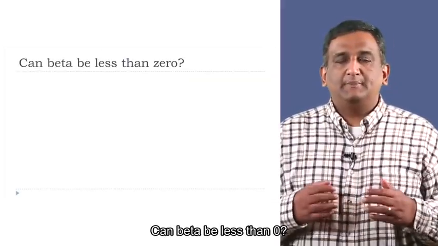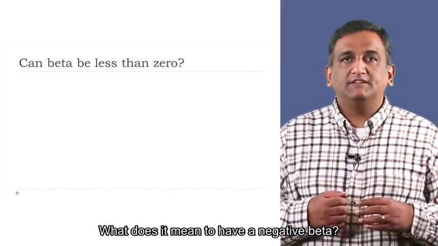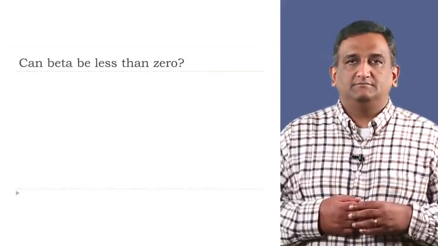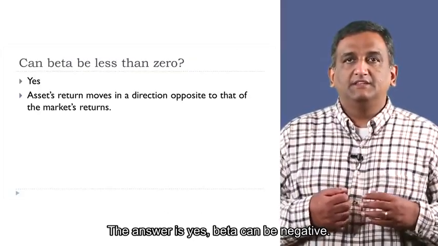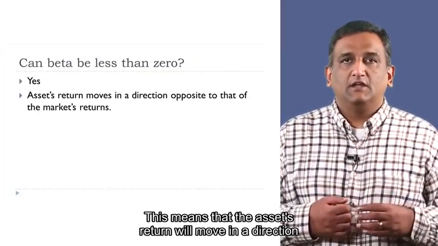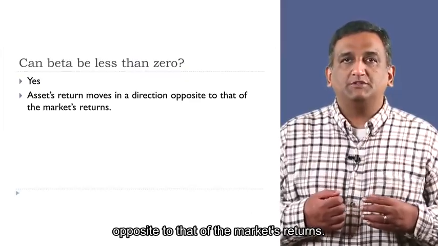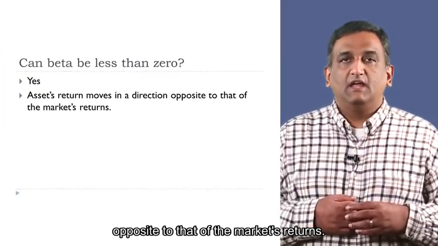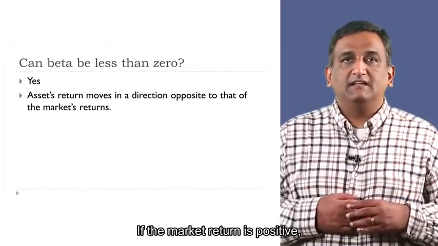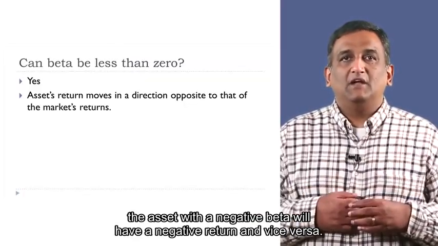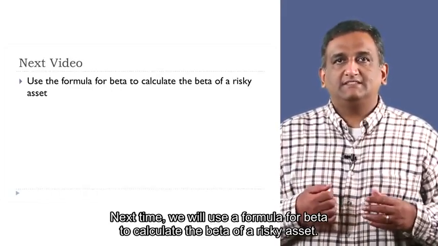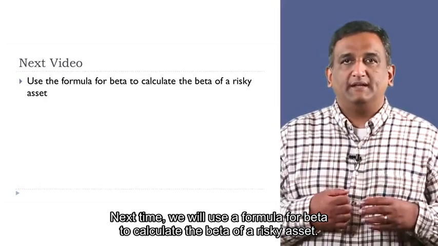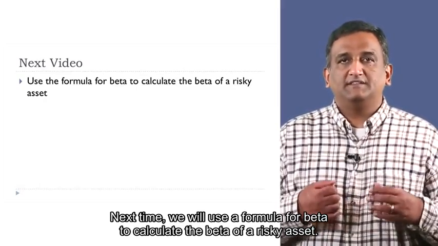Can beta be less than 0? What does it mean to have a negative beta? The answer is yes, beta can be negative. This means that the asset's return will move in a direction opposite to that of the market's returns. If the market return is positive, the asset with a negative beta will have a negative return, and vice versa. Next time, we will use the formula for beta to calculate the beta of a risky asset.